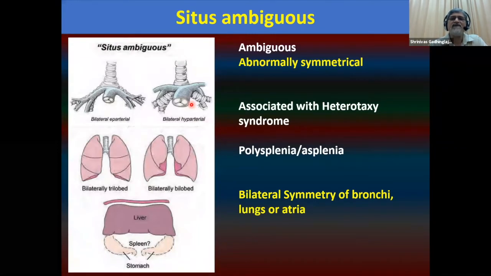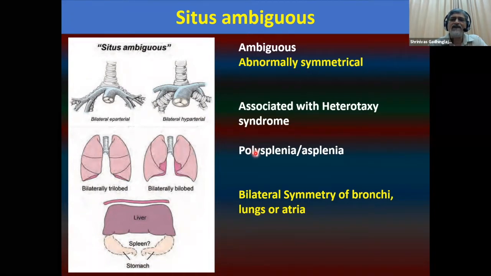When the anatomy is neither situs solitus nor situs inversus, then we have situs ambiguus. Here you get an abnormal symmetry of the organs. For example, the bronchi, the lungs, and the abdominal organs may have symmetry in their position. Usually, it is associated with the heterotaxy syndrome, which also has polysplenia or asplenia.